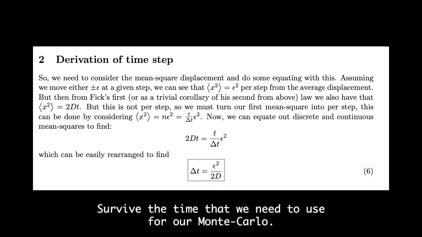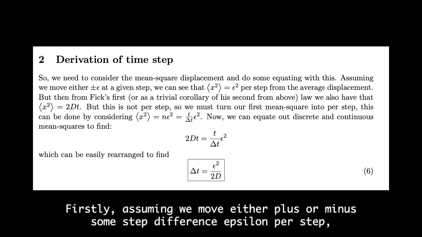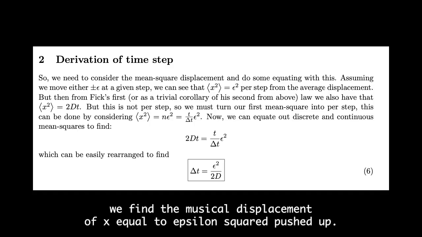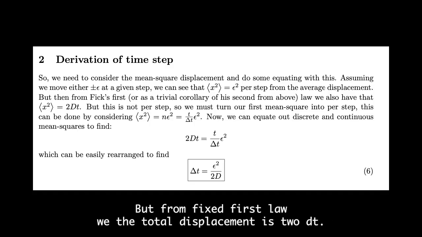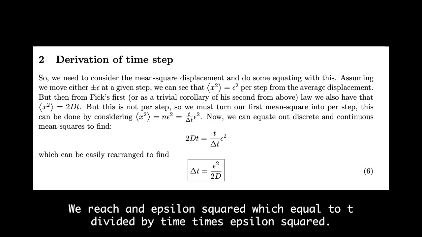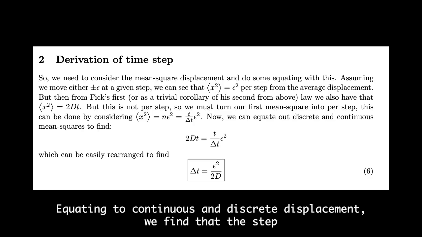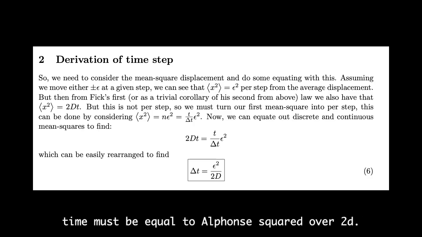To derive the time that we need to use for our Monte Carlo, we simply consider the mean square displacement of x squared. Firstly, assuming we move either plus or minus some step difference epsilon per step, we find that the mean square displacement of x squared is equal to epsilon squared per step. But from Fick's first law, we have the total displacement is 2Dt. Now, going to a total displacement rather than per step, we reach n epsilon squared, which is equal to t divided by our step time times epsilon squared. Equating the continuous and discrete displacement, we find that the step time must be equal to epsilon squared over 2D.